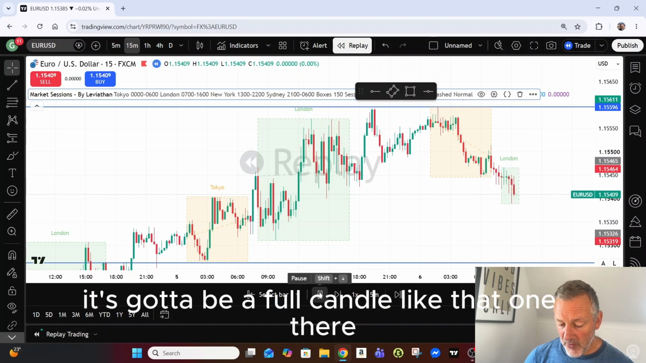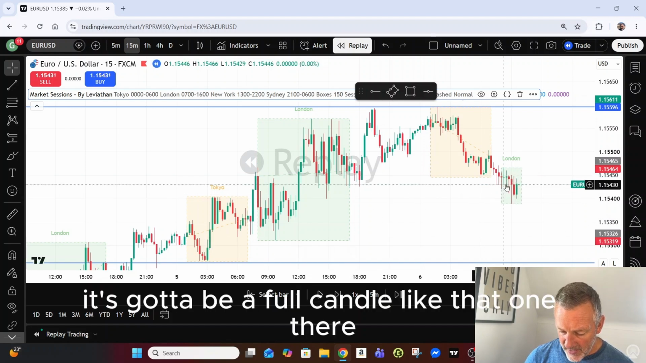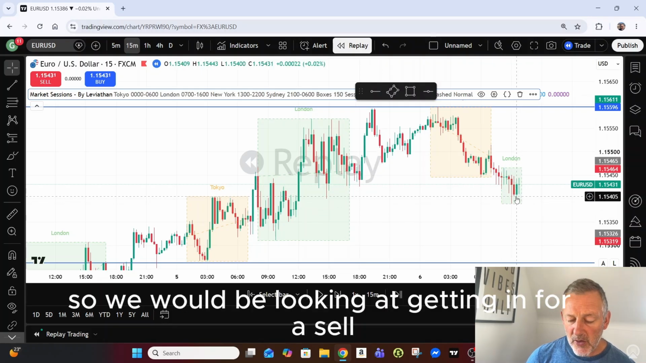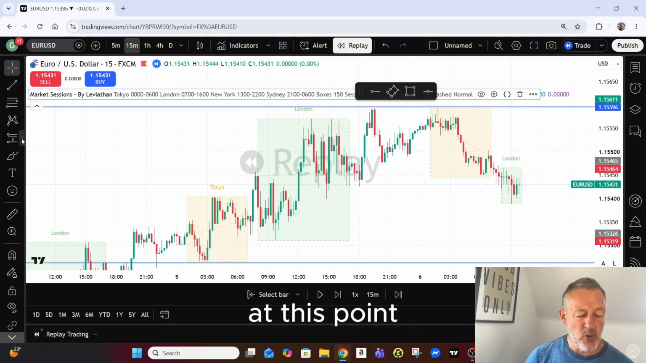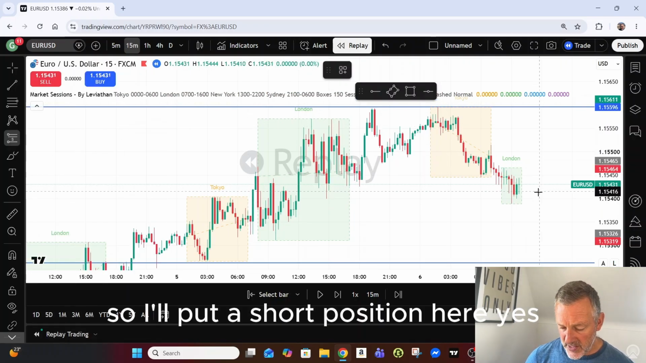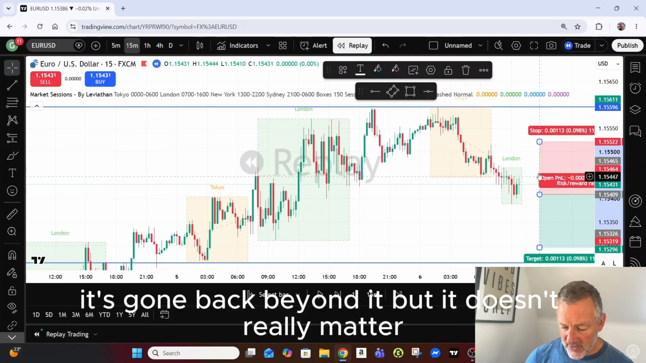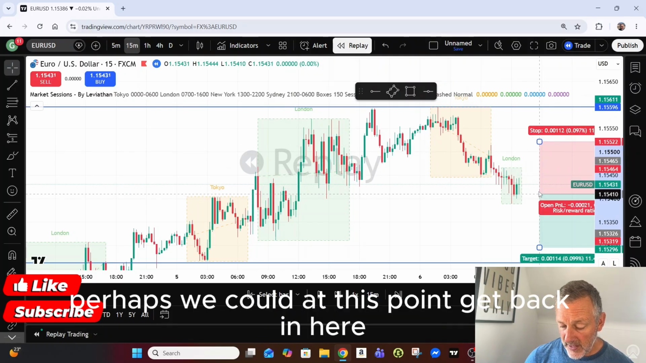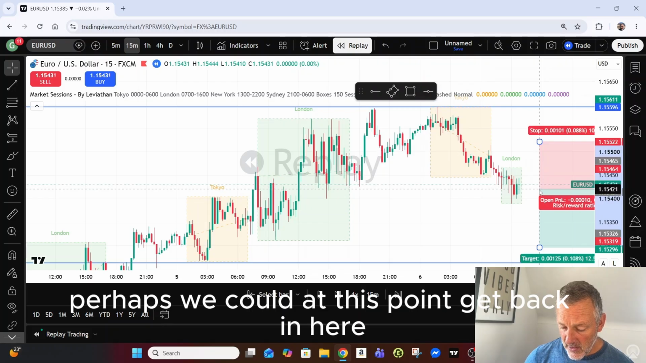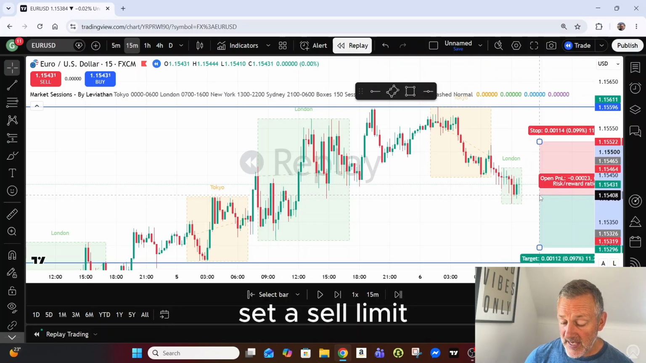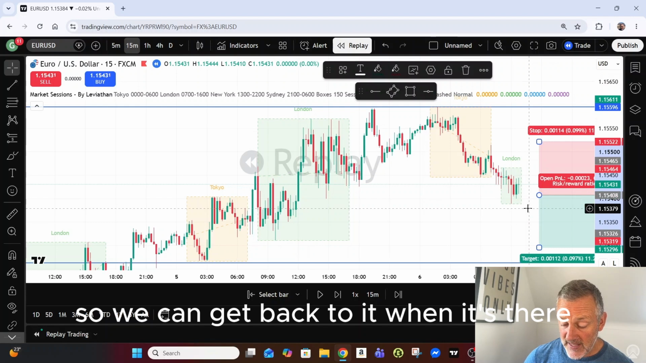It's got to be a full candle like that one there. That one there closed below this swing low. So we would be looking at getting in for a sell at this point. So I'll put a short position here. Yes, it's gone back beyond it, but that doesn't really matter. It should still sell. Perhaps we could at this point get back in here. But on the back of that, perhaps we want to set a sell limit so we can get back to it when it's there.